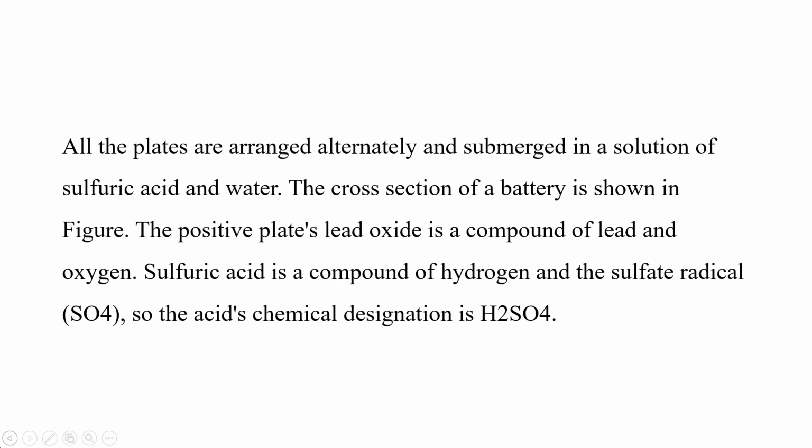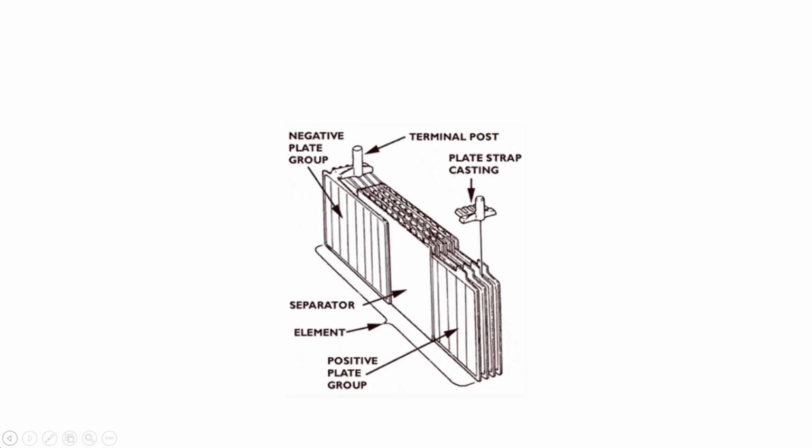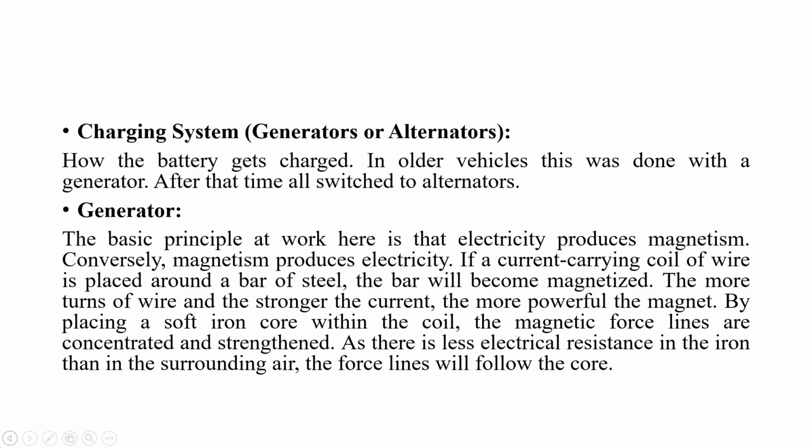The plate groups are of opposite polarity and are interlaced so that the negative and positive plates alternate. Regarding the battery ratings, we have to select the proper rating. The next one is the charging system. The battery gets charged, and this is done with a generator.